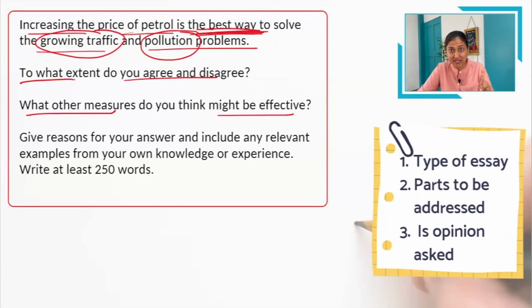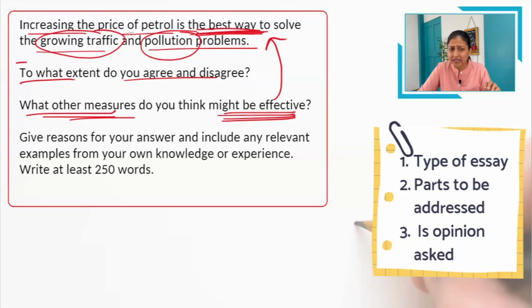Now, it's asking for your opinion. Number 1, do you agree or disagree? And number 2, it's asking what other measures do you think might be effective? Well, there are different methods. This probably is not the best way, right? You have to then talk about different methods. Now, is it asking for some solution to some problem? Or is it asking for some reasons for some problem? Look at it. No, it's not.